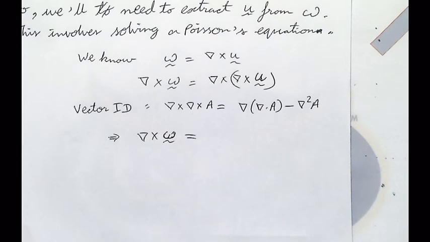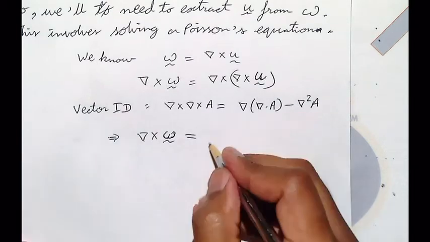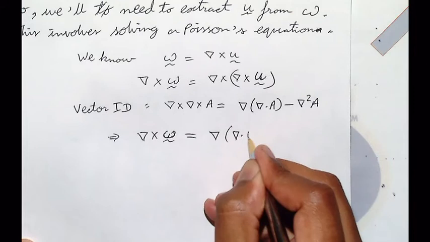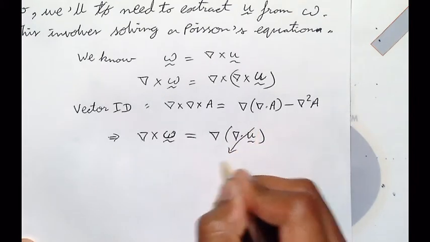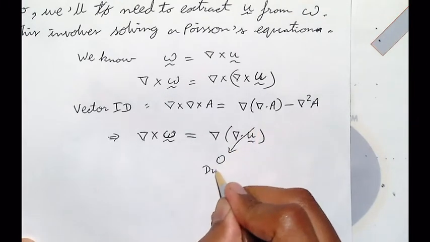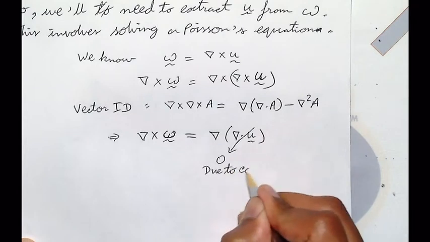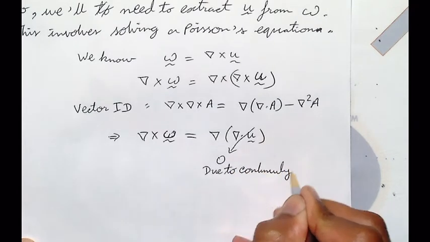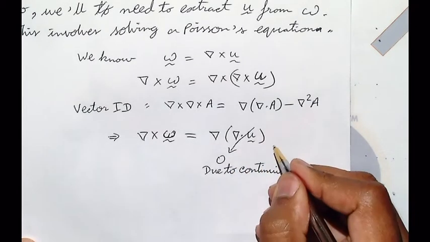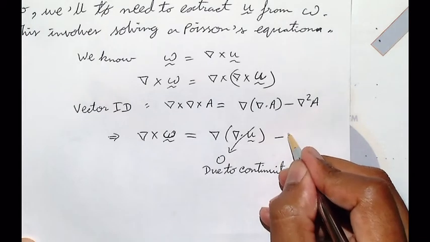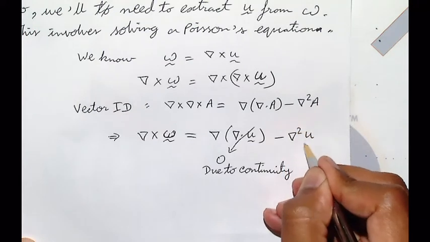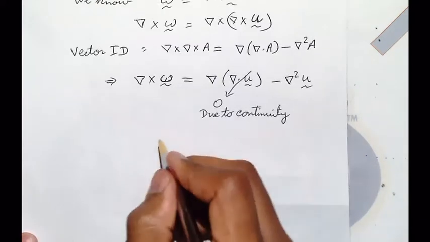What's the right hand side? Conservation of mass gives us the second term, or the first term goes to 0. Continuity equation, I'm sorry. And the second term still exists. Okay, so now we have our Poisson's equation.